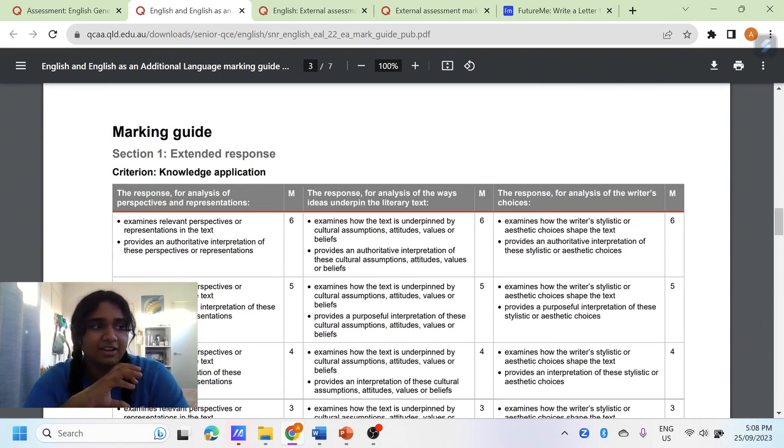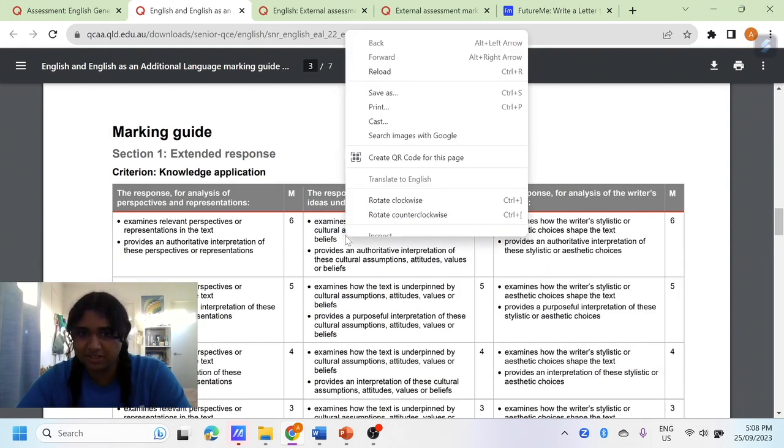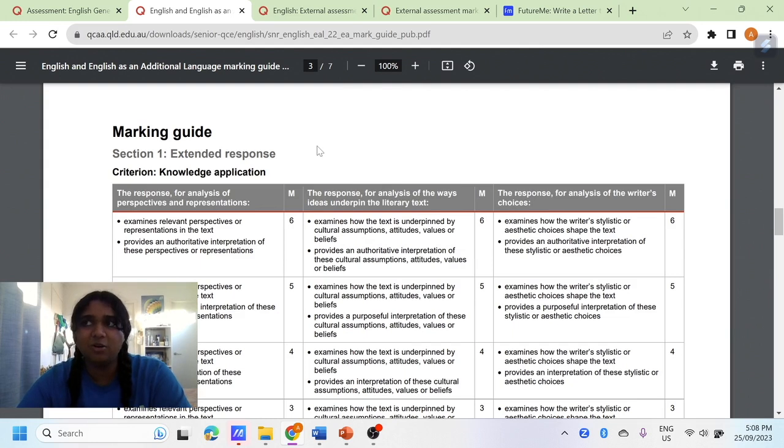There should be very, very little point where you're like, well, this could also be considered. No, you've got to be very, very direct with your thesis and your arguments. The second thing that you've got to do is analyze your cultural assumptions, attitudes, values, and beliefs. And that can go in 2 separate ways.